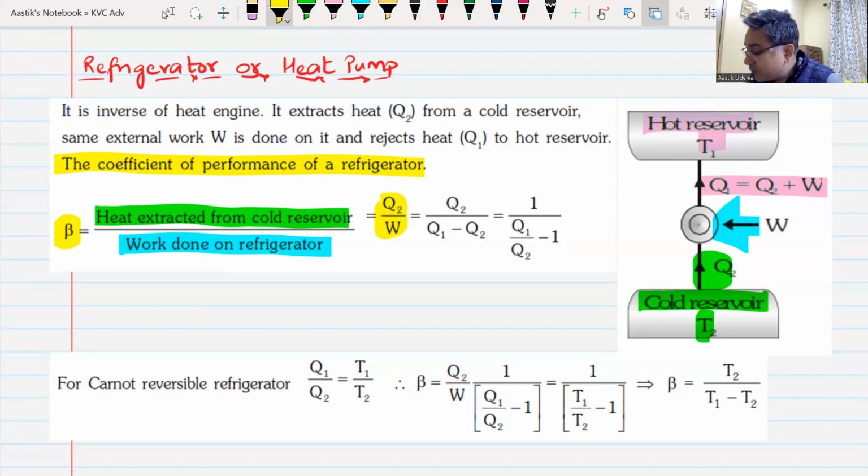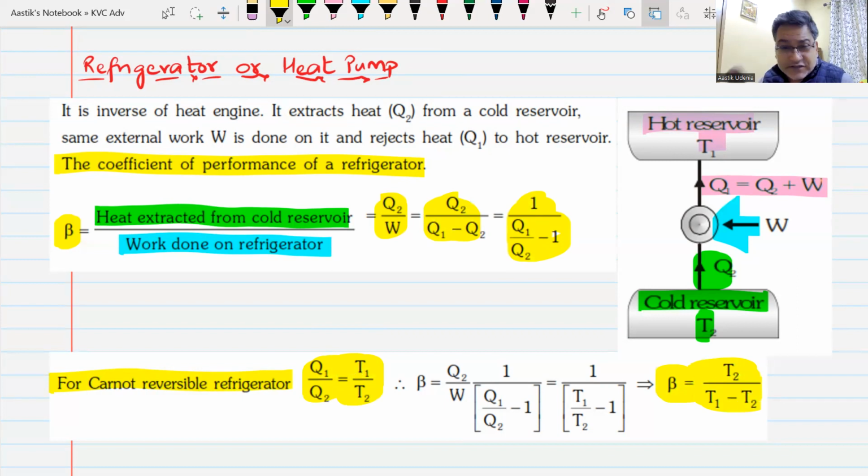Yes. If you put it in the formula, it becomes Q2 upon Q1 minus Q2, or it becomes 1 upon (Q1 by Q2 minus 1). If it is a Carnot refrigerator, Q1 by Q2, remember, will be T1 by T2, and then you can have this formula, which is the maximum possible coefficient of performance. Do we understand this? Yes or no?